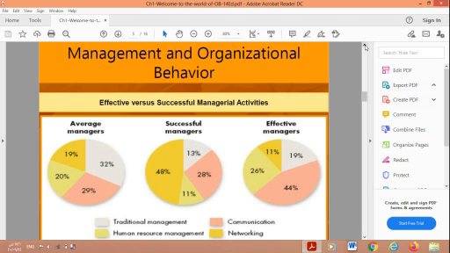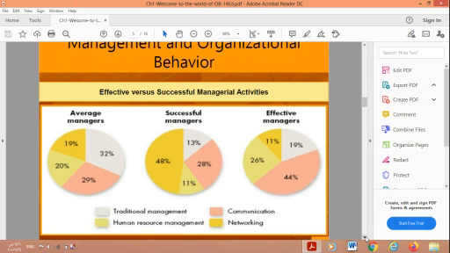Okay, the main managerial activities focused on in this study are: traditional management, human resource management, communication, and networking. Let's begin by making a definition for each of them. What do we mean by traditional management? Traditional management is simply the four functions of management: planning, organizing, leading, motivating, and controlling.